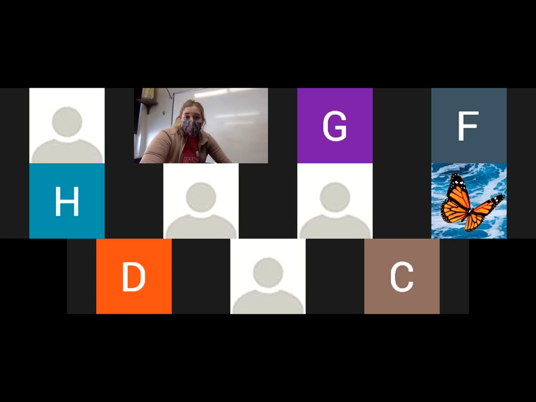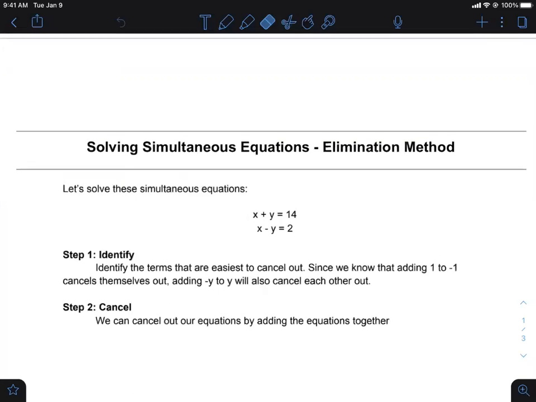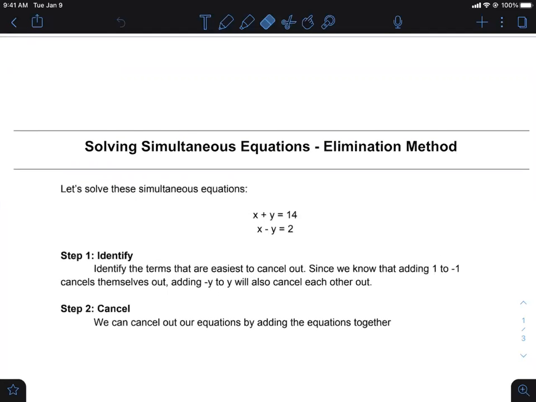All right, so let's get rolling here. Okay, we are working with solving simultaneous equations still, all right? So this is method 1. Math, my friends. All right, so this is the first method we're going to talk about here. Okay, so the elimination method.